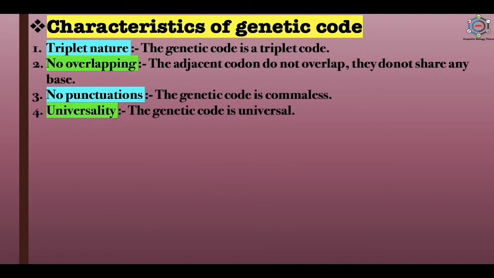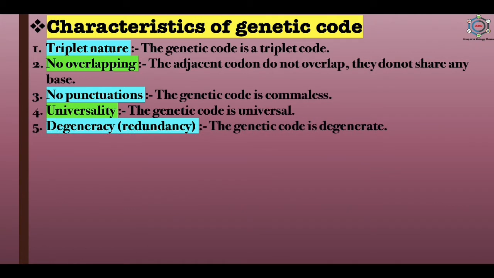Next is universality. The genetic code is universal. That is, a given codon in the DNA and mRNA specifies the same amino acid in the protein synthesizing system of all organisms from bacteria to man, also in viruses. Next is degeneracy, that is redundancy. The genetic code is degenerate, that is, it lacks specificity and one amino acid often has more than one code triplet. Only methionine and tryptophan have a single triplet codon.